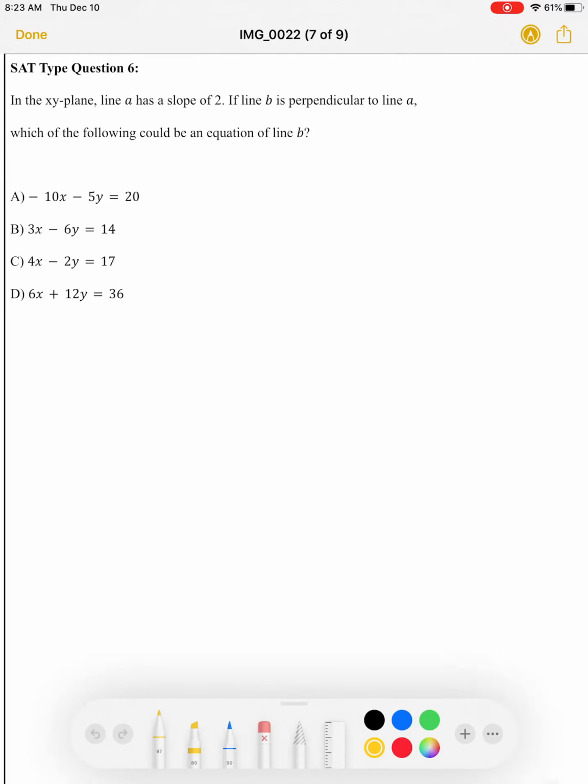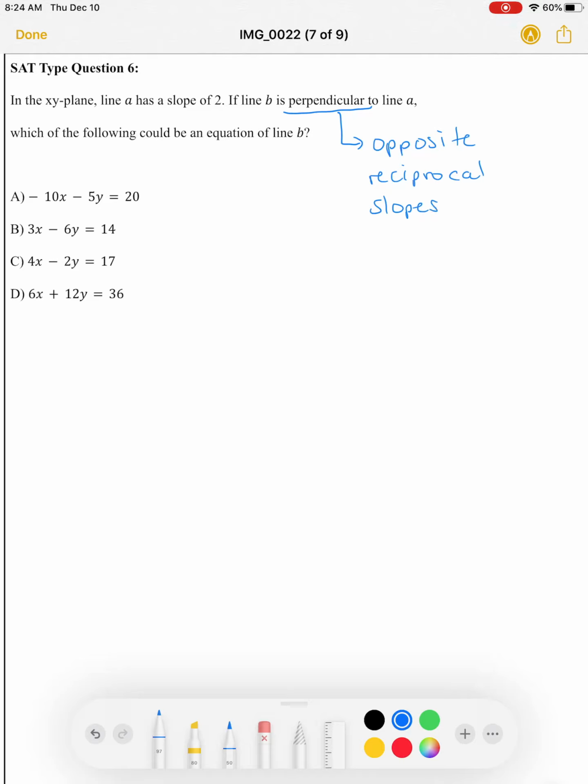Moving on to question 6. In the xy plane, line A has a slope of 2. If line B is perpendicular to line A, which of the following could be an equation of line B? Well, picking out key information here, A and B are two different lines, and when they cross each other, they are perpendicular. Perpendicular means they have opposite reciprocal slopes.